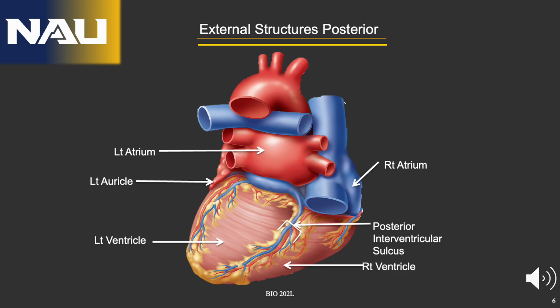We are now looking at the backside of the heart, also known as the posterior. You can now see that the directions match your own, so the right is actually on your right and the left should be on your left. Notice the posterior interventricular sulcus just running down there, separating the left and right ventricles.